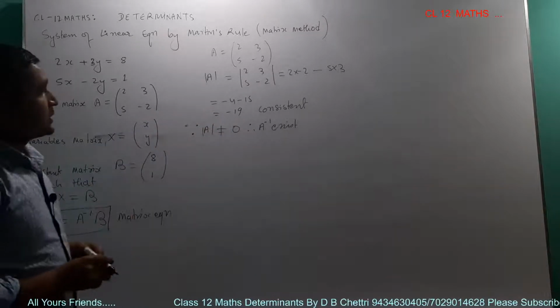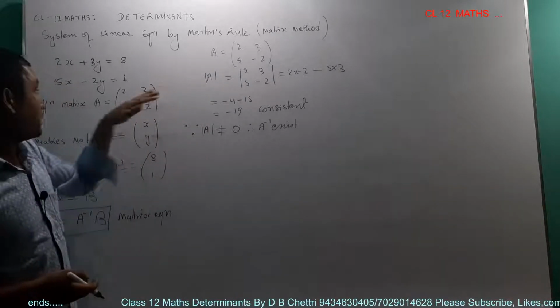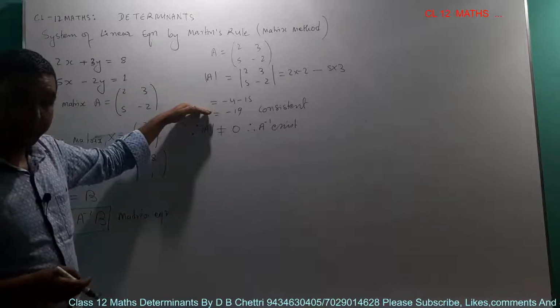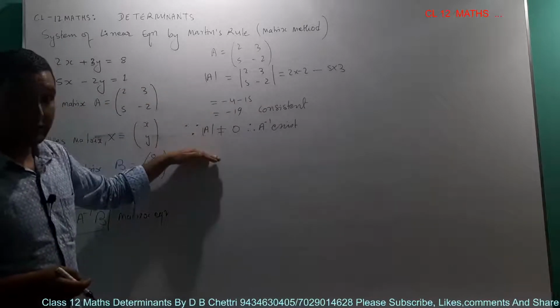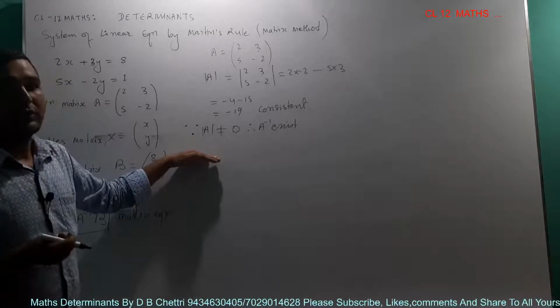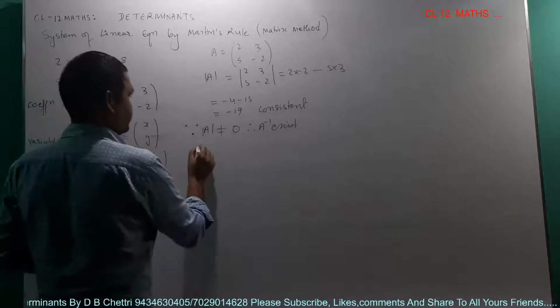Now, after getting the determinant of the coefficient matrix, if it is non-zero, then find A inverse. To find A inverse, we need the cofactor matrix. Now let's find the cofactors.